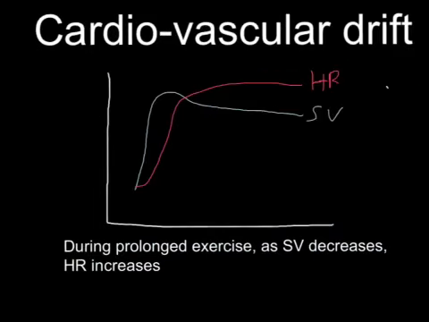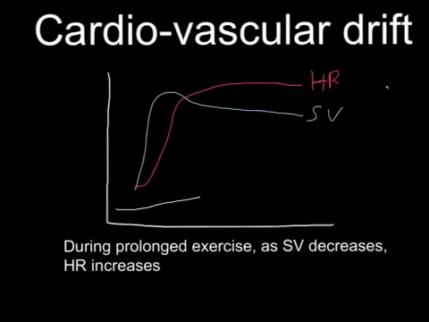So that leads us on to cardiovascular drift. And cardiovascular drift occurs during prolonged exercise, so long periods of exercise. So this on here, going along the axis here, this would be time, so if we're going for a run of 30 minutes or more, and you can see that we've got a couple of values up the side. We've got heart rate, which is on the red line, and we've got stroke volume, which is on the blue line.